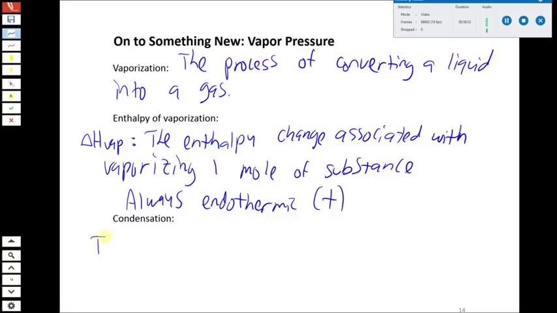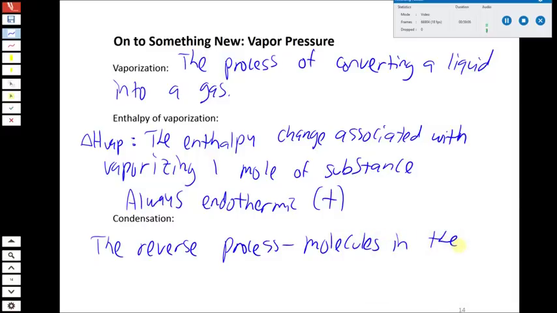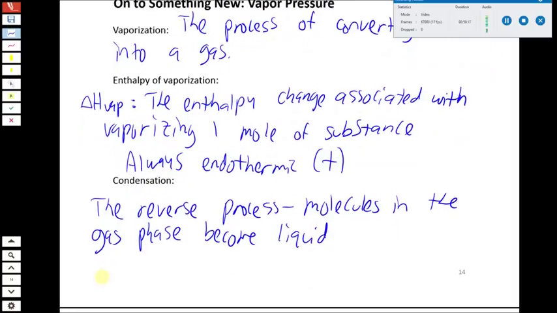Condensation is then the reverse process. If we go from gas to liquid, that's called condensation. That's when molecules in the gas phase become liquid. And the delta H for condensation is just the negative of the delta H vaporization. These two processes are exactly opposites of each other, so you just take the negative of it, so it'll always be exothermic for condensation.